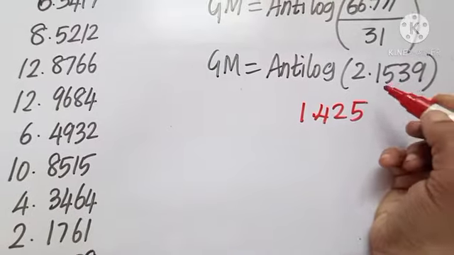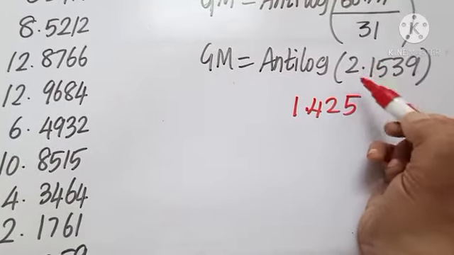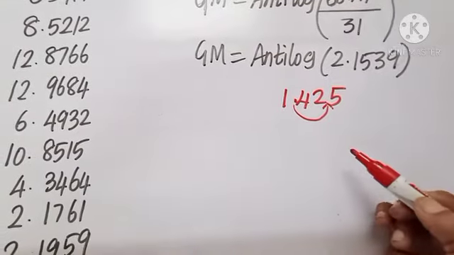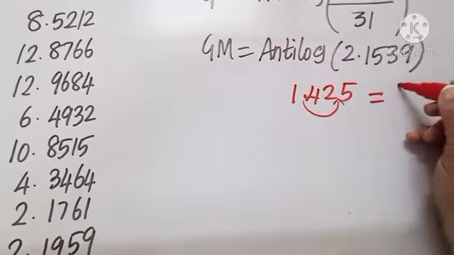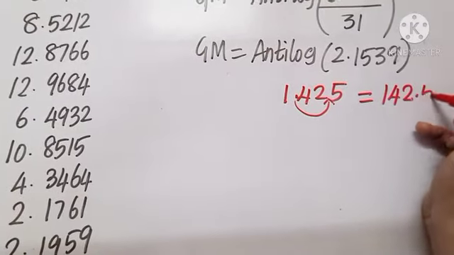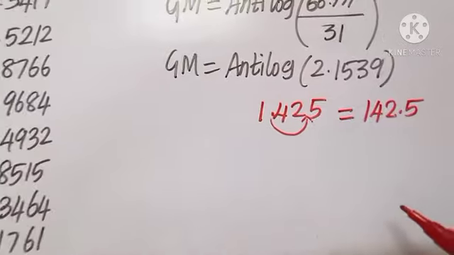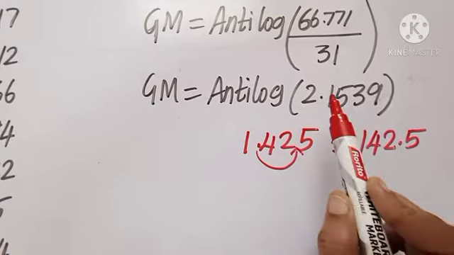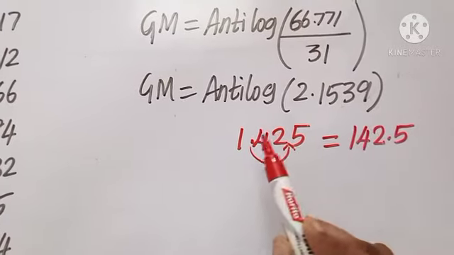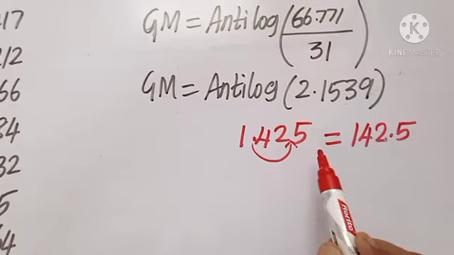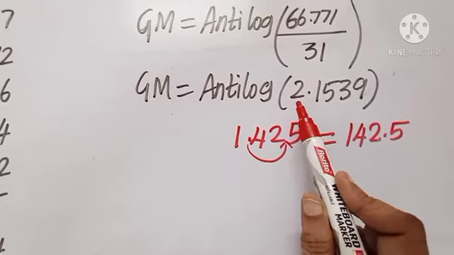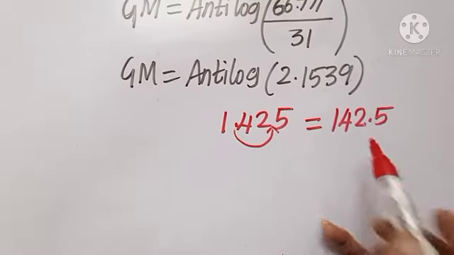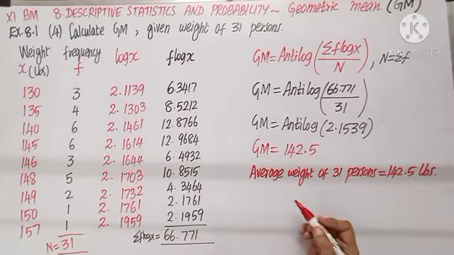1.425. But see, here I have 2. This tells me place the decimal after 2 digits. So what is my answer? 142.5. See how we calculate? Once I know the antilog of 0.1539, that I read it out as 1.425. Because 2 is coming, place the decimal after 2 digits. So it is 142.5. Let us take and write the answer.